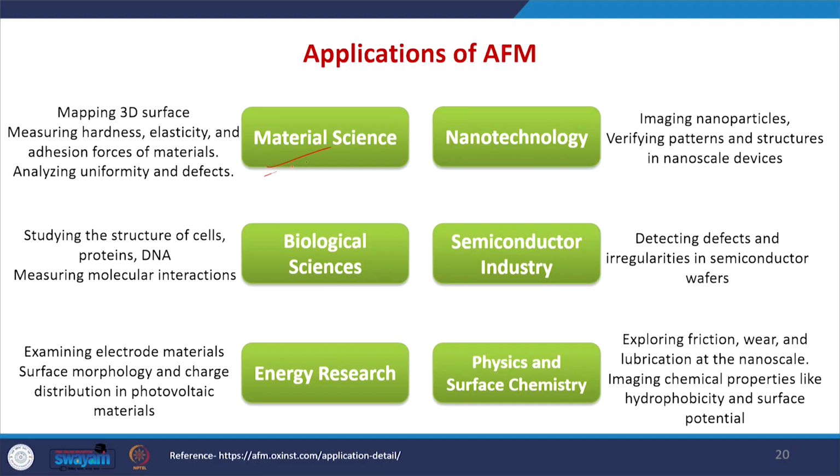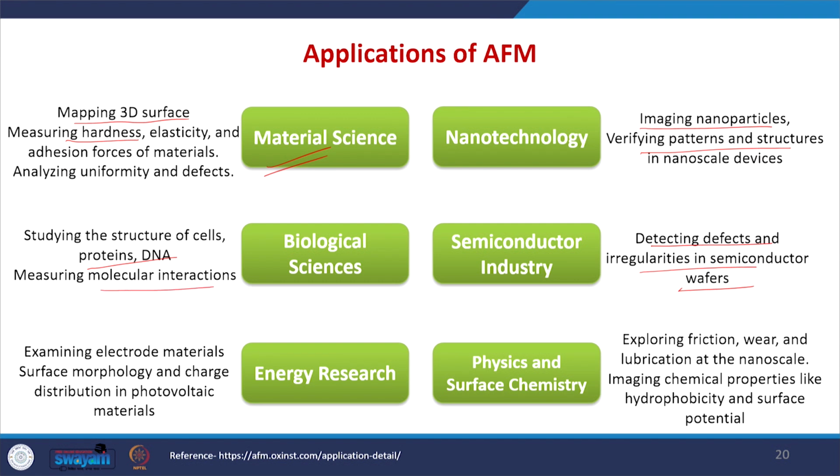Let us see the applications of AFM. In material science, AFM is useful for mapping the 3D surface and measuring the hardness. In case of nanotechnology, we can use it for imaging nanoparticles and verifying the patterns and structures. And in the semiconductor industry, it is useful for detecting defects and irregularities in semiconductor wafers. In biological science, it is useful for understanding proteins, DNA and measuring molecular interactions.